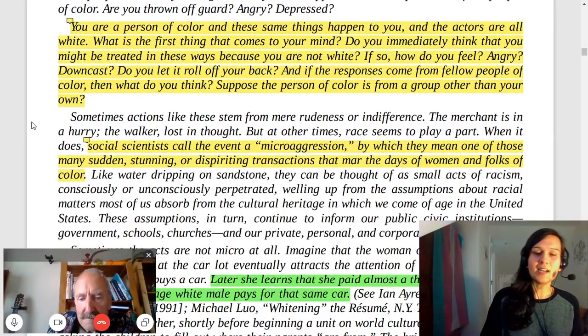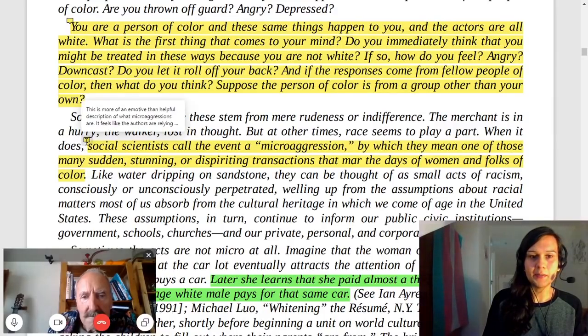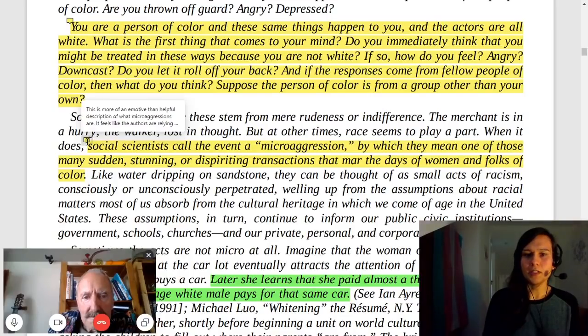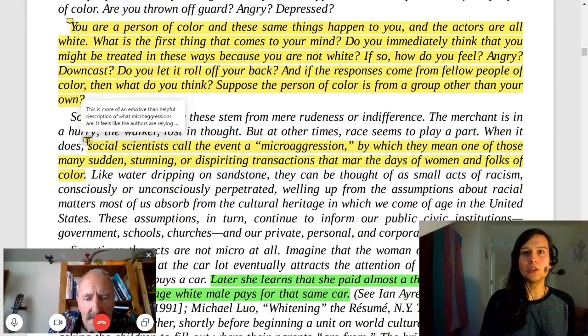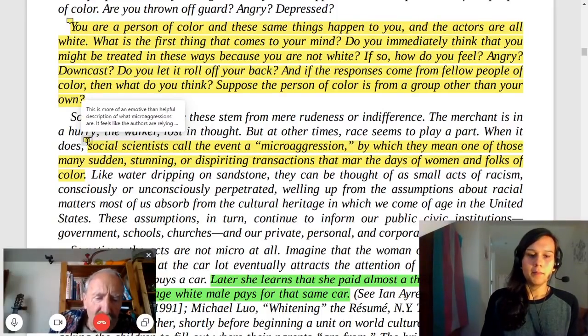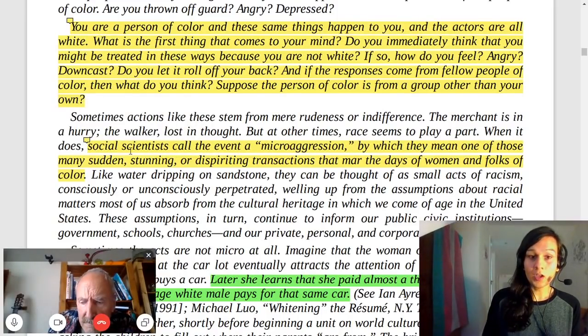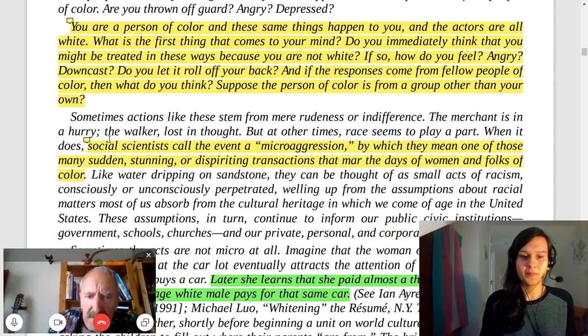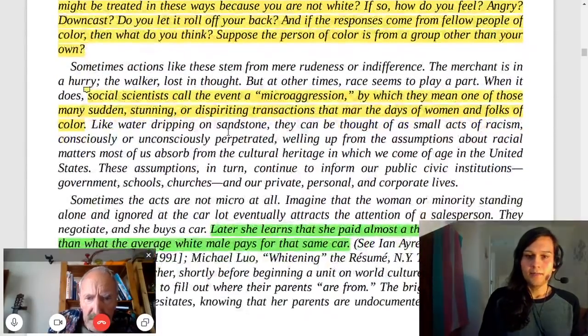Yeah, and this I highlighted here, and I commented on this bit about microaggressions. It's a bit more emotive than a helpful description of what microaggressions are, and I got the sense from reading through this book that they're assuming a readership which is already on board with the concepts and vaguely familiar with them, so they don't need to fully explain or give reference to. There's a glossary at the end. I didn't realize that. At the end of the book, there's a glossary explaining terms like microaggression.